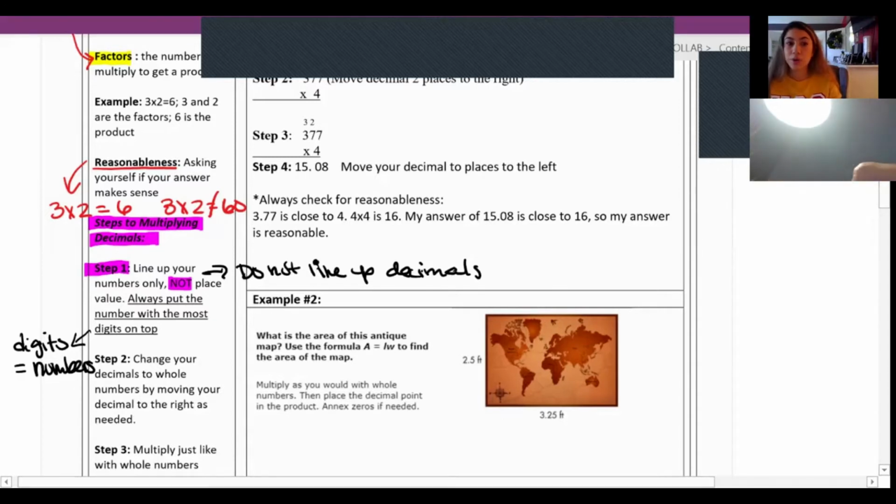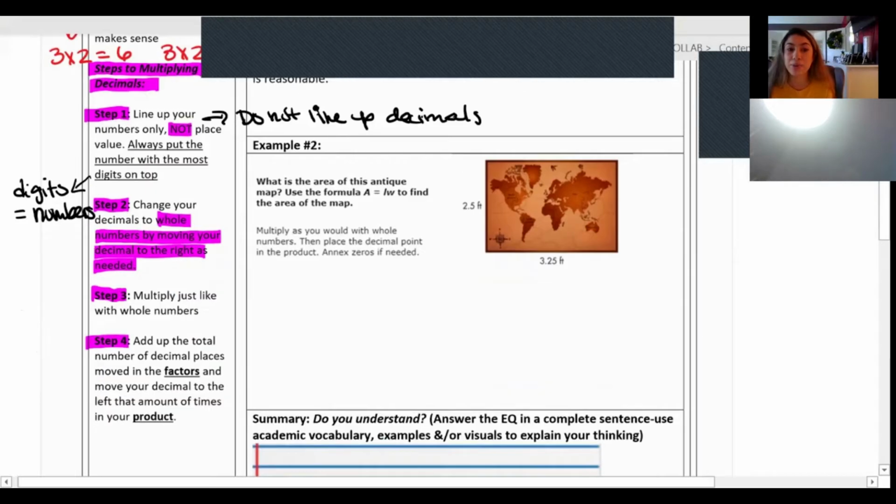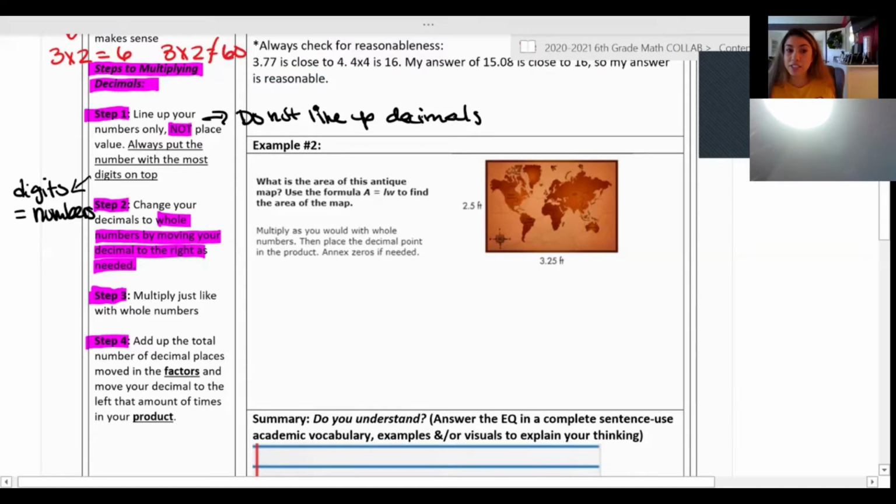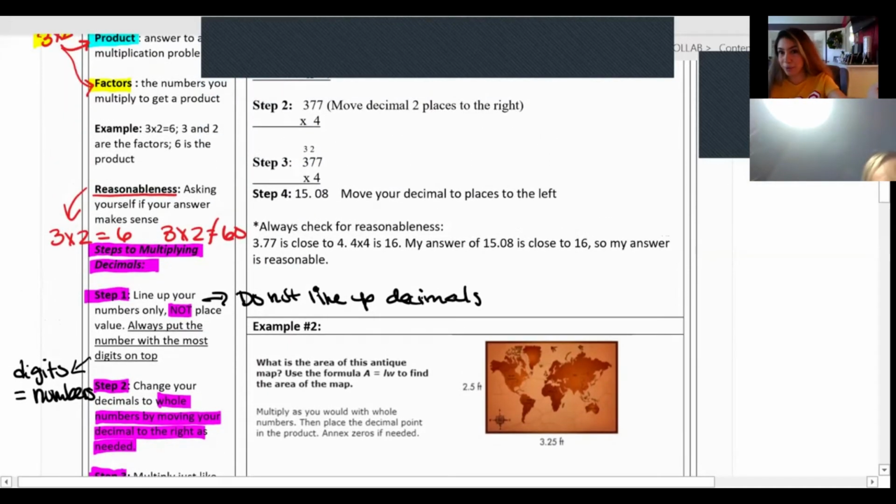In step 2, we're going to change our decimals to whole numbers by moving our decimal to the right as needed. In step 3, we're going to multiply just like we would with whole numbers. Okay, so we're going to multiply just normally. And then in step 4, we're going to add the total number of decimal places moved in the factors and move your decimal to the left that amount of times in your product. Do not let this scare you. We're going to show you in our examples if this kind of doesn't make sense just reading it, right, in word form.